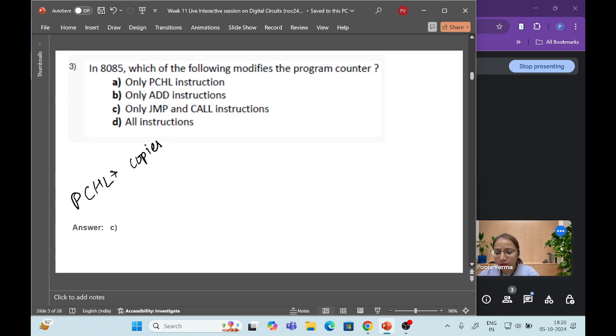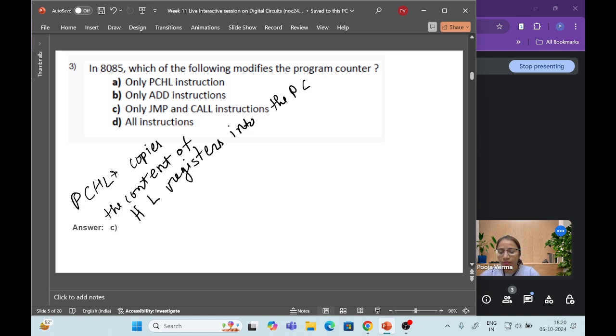Copies the content of H and L register into the PC. The content of H is placed in the high order and the content of L is placed in the lower order bits.